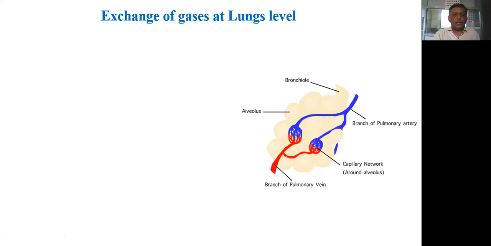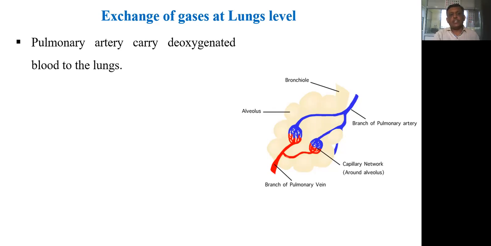Whenever the blood comes to the lungs, it is pumped by the right ventricle up to the lungs, and the vessel which carries blood from the right ventricle to the lungs is the pulmonary artery. The pulmonary artery carries deoxygenated blood, that means CO2 containing blood, up to the lungs. So the pulmonary artery brings deoxygenated blood to the lungs.